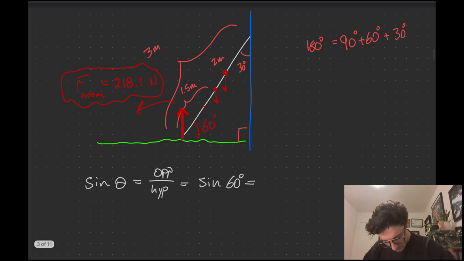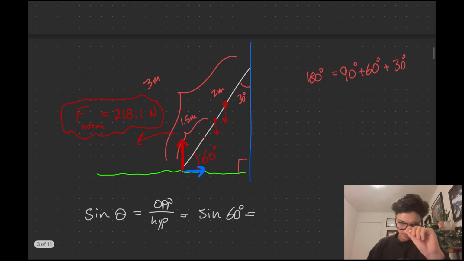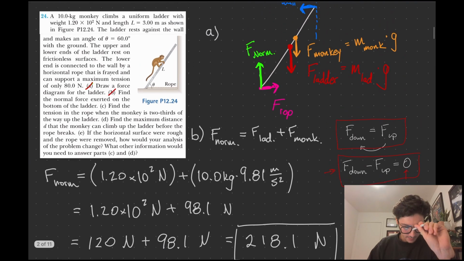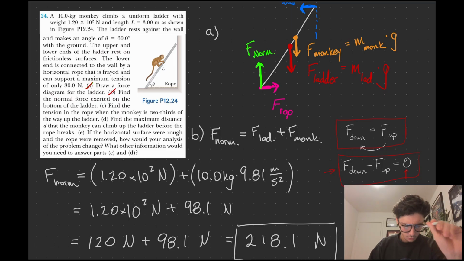What we're looking for is the force of the rope, right? No, this doesn't make sense. Because it says the monkey is 2/3. Find the normal force exerted on the bottom of the ladder. Find the tension on the rope, and the monkey is 2/3 up the way of the ladder. This doesn't make sense. The monkey climbs up a uniform ladder. The ladder rests against the wall. The 2/3 is messing with me.